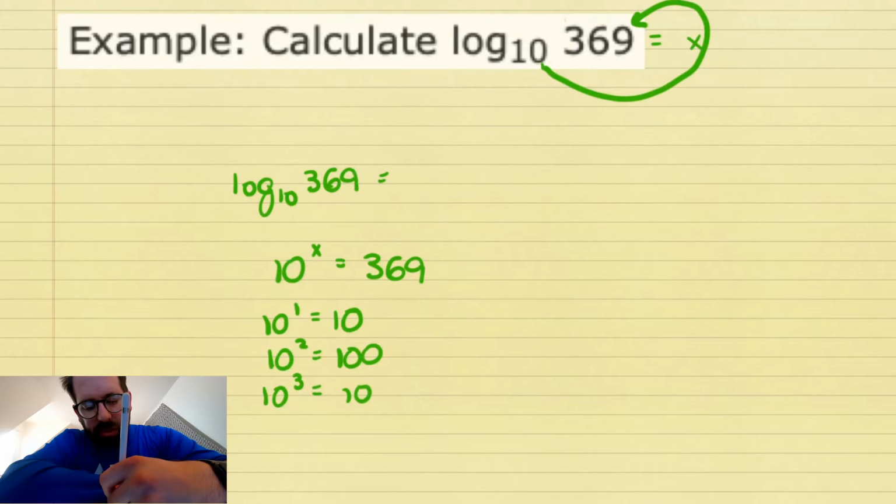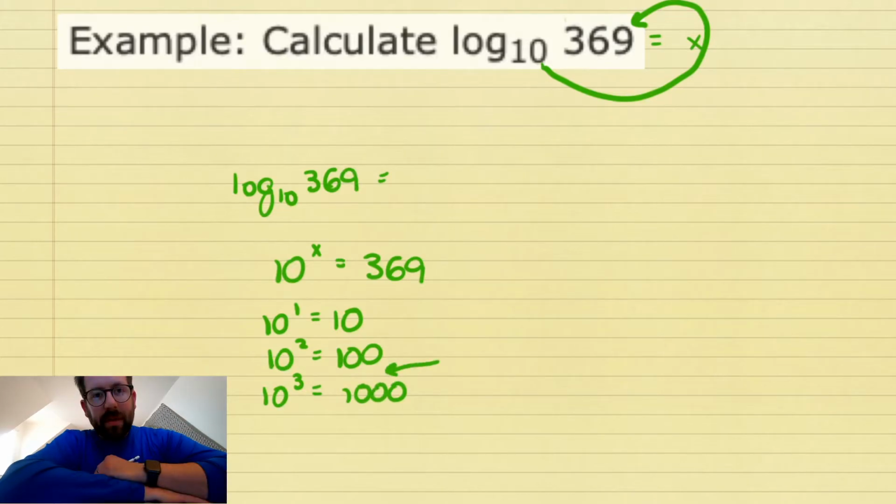I have no idea. The beauty of this problem is we can type it in a calculator. That's the beauty of almost every type of scientific calculator. It has a log button. Now, this problem is a base 10, so my calculator is already programmed for that. If I just hit the log button, I don't need to type in the 10. I just have to type in the 369. And it should give me my answer.